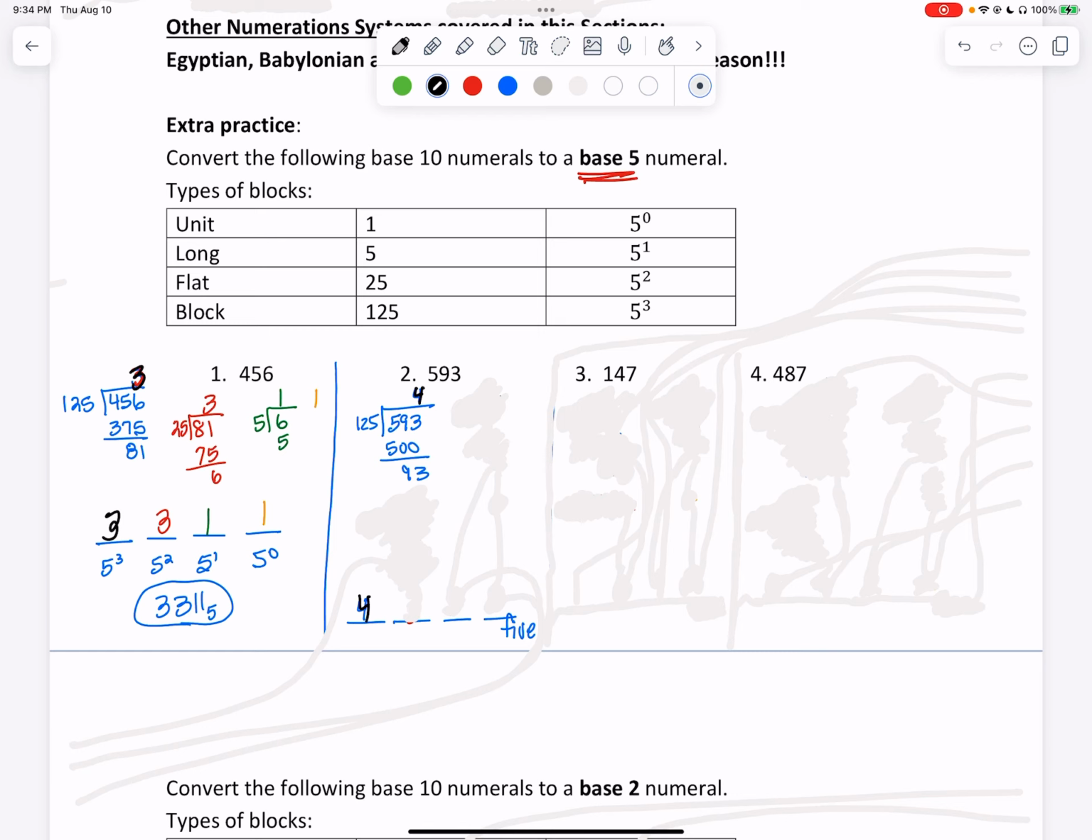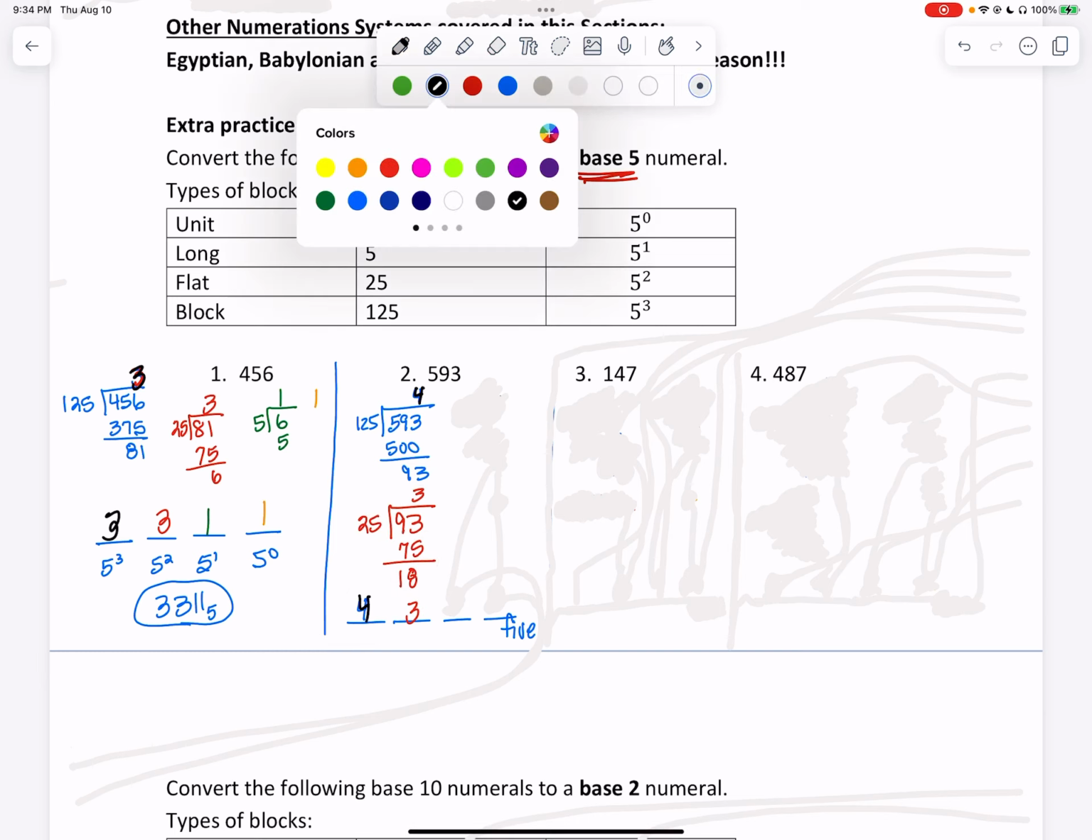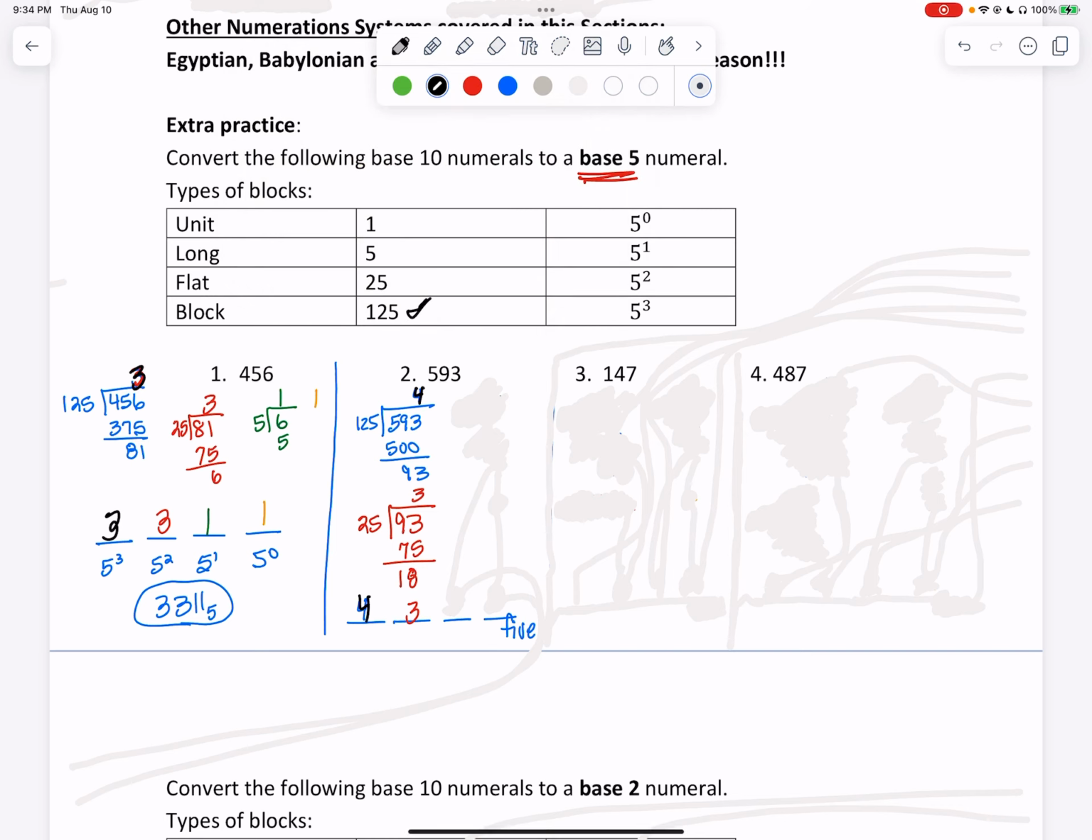Okay. Now what do I have left over? I've got my 93 left over. So that is what I'm going to do next. I'm going to take the 93, and this time I've already divided by my 125, so the next one is 25. I divide by 25, and I get 3. So I've done that. What do I have left over? 18. So that goes underneath my little house.